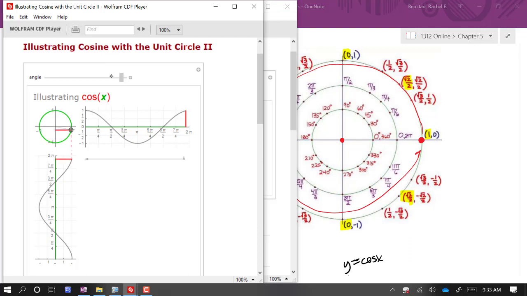Right, so again, just imagine this as a wheel spinning around, and the graph just keeps track of the x coordinate.